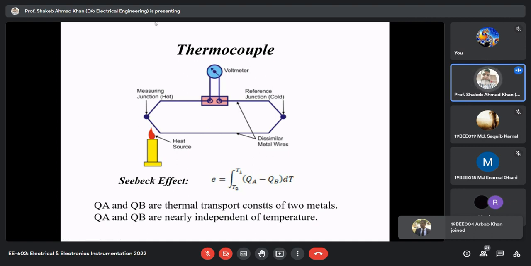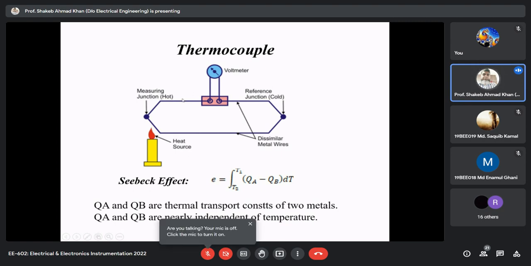Now, when we maintain a temperature difference between the junctions, a voltage is generated. Obviously this voltage depends upon two things, as I told you: the metals you are using. For the same temperature, if you use different metals, you'll get different voltages. Second is the temperature difference. With more temperature difference, more voltage. Less temperature difference, less voltage. So this is how the thermocouple works, and this particular working is described by the Seebeck effect.